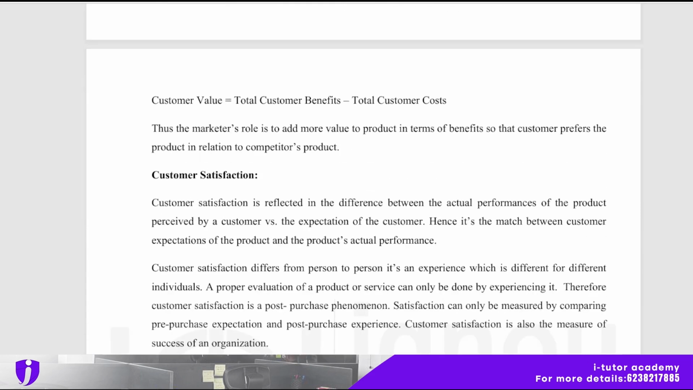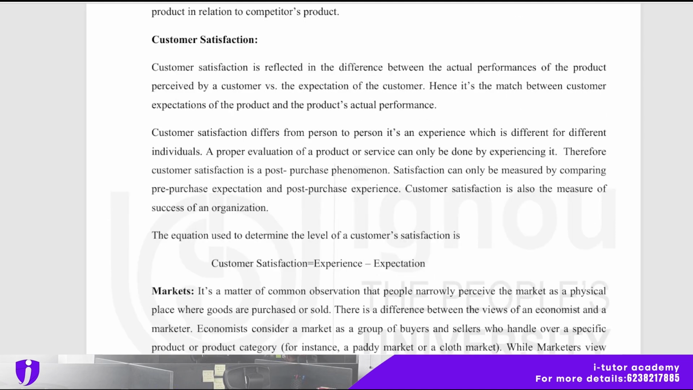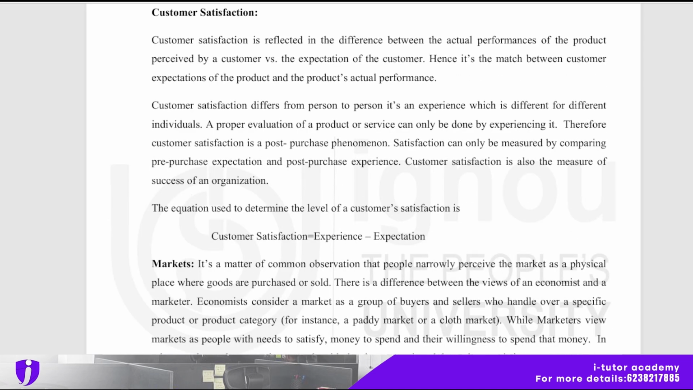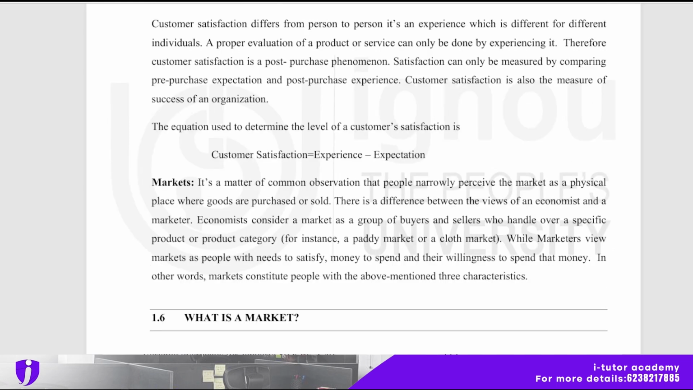Next is customer satisfaction. Customer satisfaction is reflected in the difference between the actual performance of the product as perceived by a customer versus the expectation of the customer. Hence, it is the match between customer expectation of the product and the product's actual performance. Customer satisfaction differs from person to person. It's an experience which is different for different individuals, and a proper evaluation of a product or service can only be done by experiencing it. Therefore, customer satisfaction is a post-purchase phenomenon. So customer satisfaction is equal to experience minus expectation.